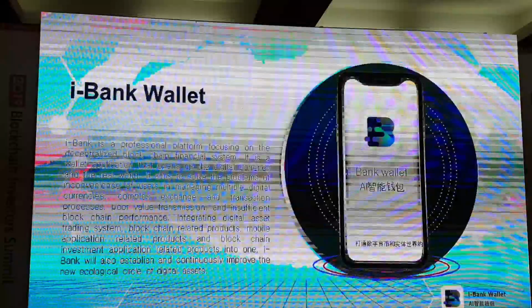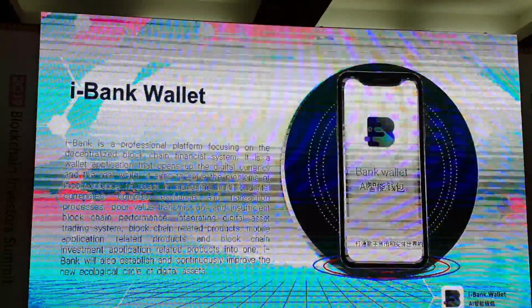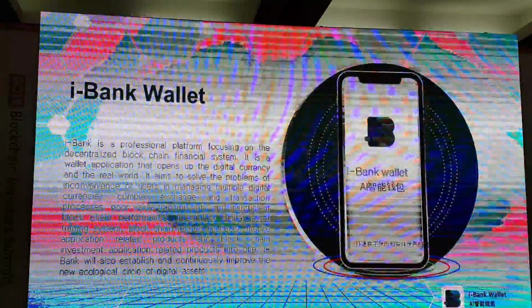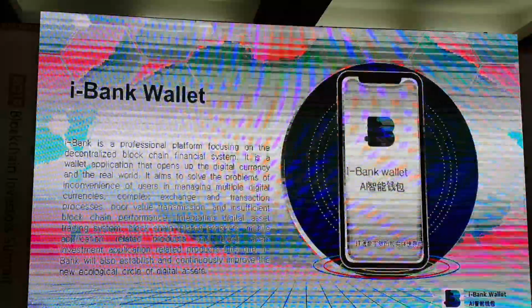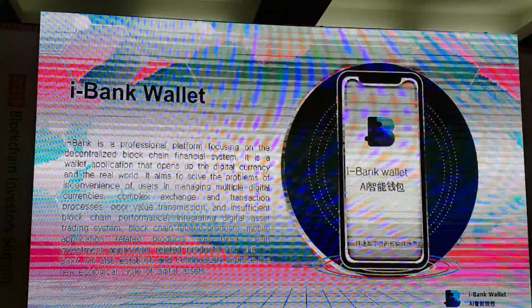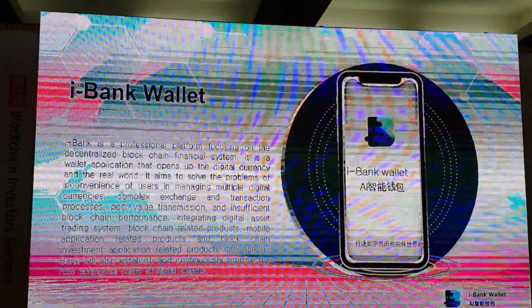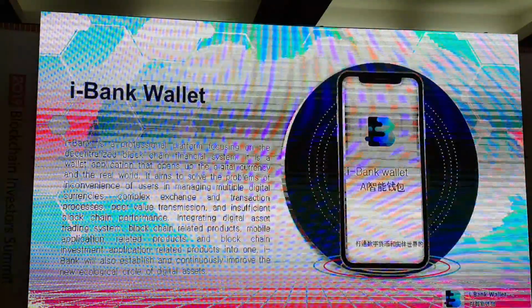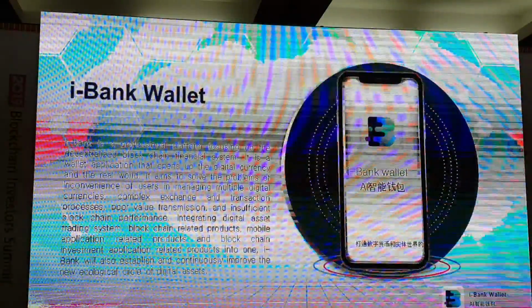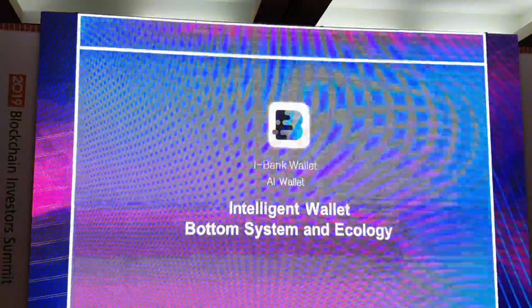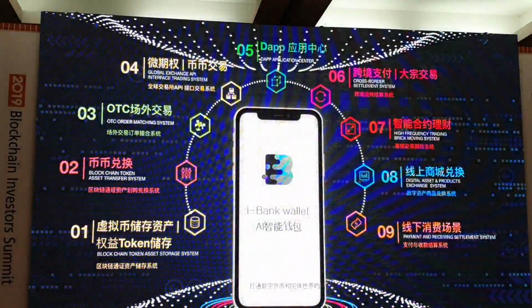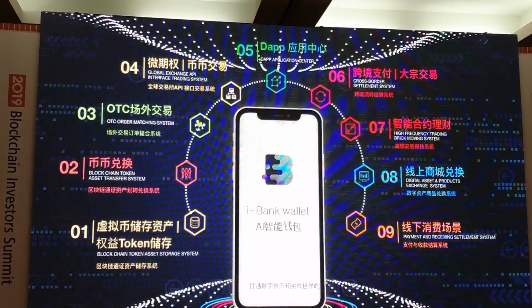Integrating digital asset trading system, blockchain-related products, mobile app-related products, and blockchain investment application into one to form a perfect solution, that is ibank. And ibank will establish and continuously improve the new ecological circle of digital assets. Now let's look at our ibank wallet, which is basically an intelligent wallet, button system, and ecology. Here we have 9 items, and next we are going to discuss them in detail.